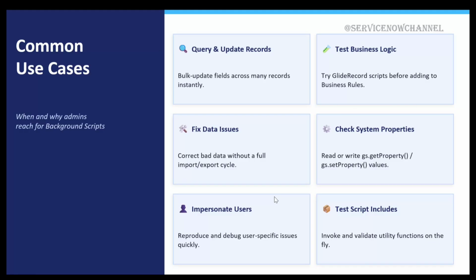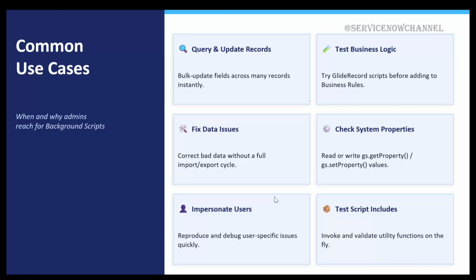And if you need to update multiple records, for example, your client has given a requirement to delete 2000 records, you can't delete them one by one, right? So you can apply a script in background scripts. Once you run it, the 2000 records get deleted at a time very easily. This is how background scripts are helpful.